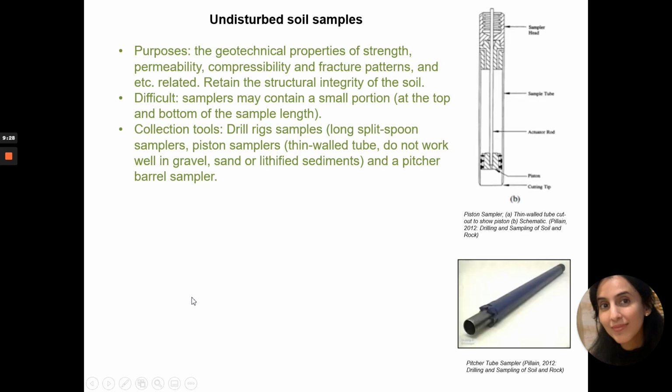So if you can see from the figures, the first one is piston sampler. It has the sampler head, macam skru dekat atas tu, and it also has the cutting tip dekat bawah ataupun the shoes at the bottom. And piston tube sampler, the second figure dekat bawah tu, you can see it has 2 layers of tubes.